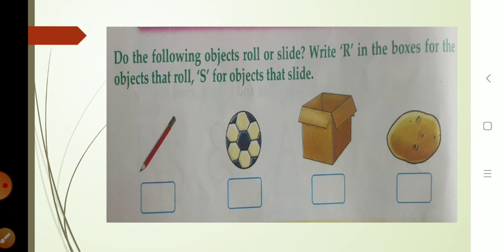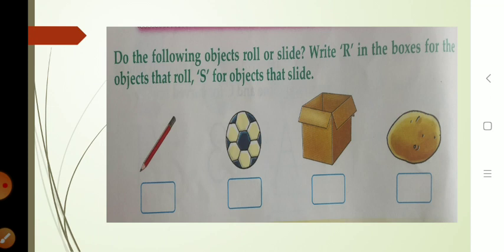Or you can do one thing. When you put a ball on the ground or on any surface and push it, what will happen? It will roll. But at the same time, when you put your compass box or book and push it, what will happen? It will slide. So now you have to find out whether it will roll or slide. Okay. Now see the first one. For the rolling objects, we have to write R, and for the sliding objects, we have to write S.